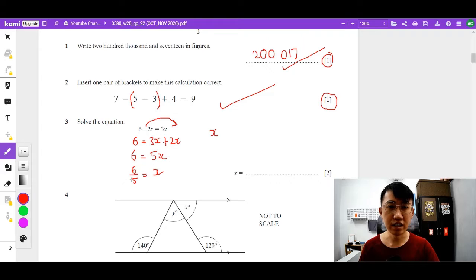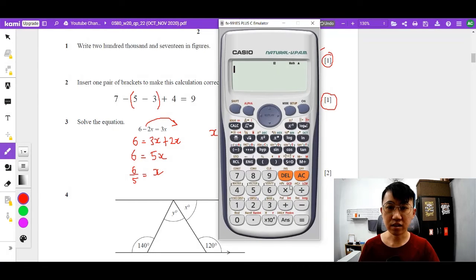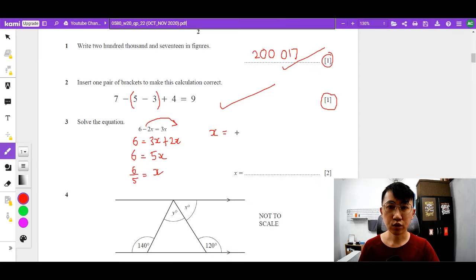And do not leave your answer as an improper fraction. So use your calculator. What is 6 divided by 5? Press this button, S to D, 1.2. So 1.2. There you go. Alright, so log in at the corner. So this is going to be 2 marks for you.